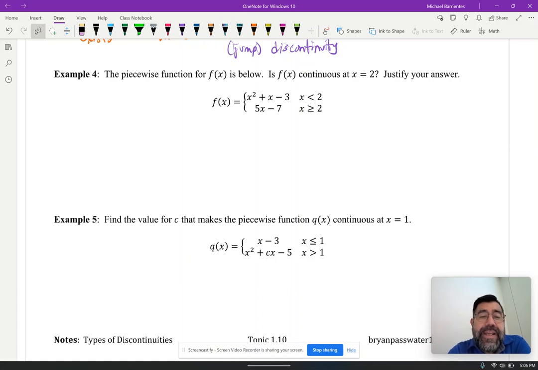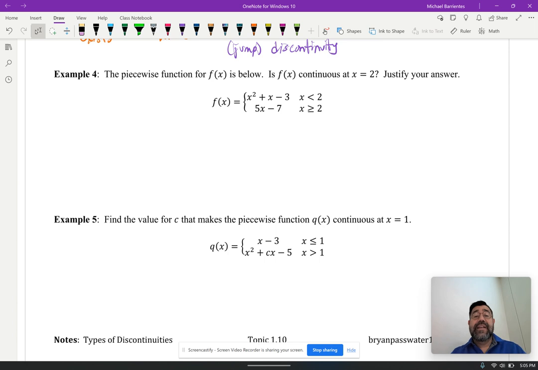Welcome to video 4 and the last video for this set of notes. Example 4 and 5 are actually going to walk us to where we're going, which is once we know what different types of discontinuities exist and how to find them, then the next question is, how do I check if there is a discontinuity, and then how can I fix it, right?